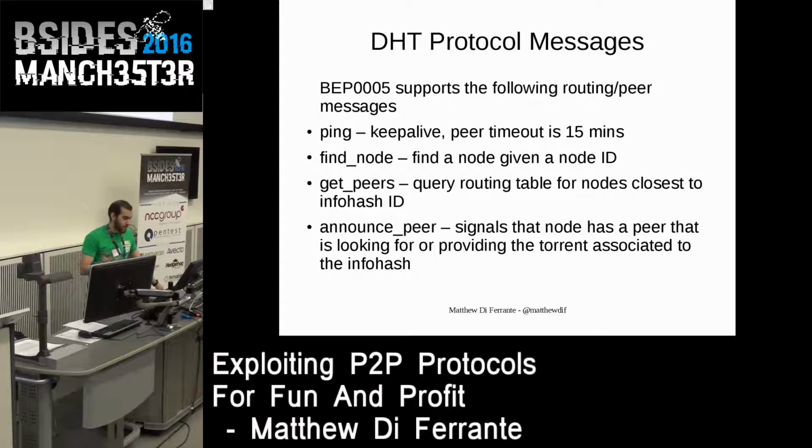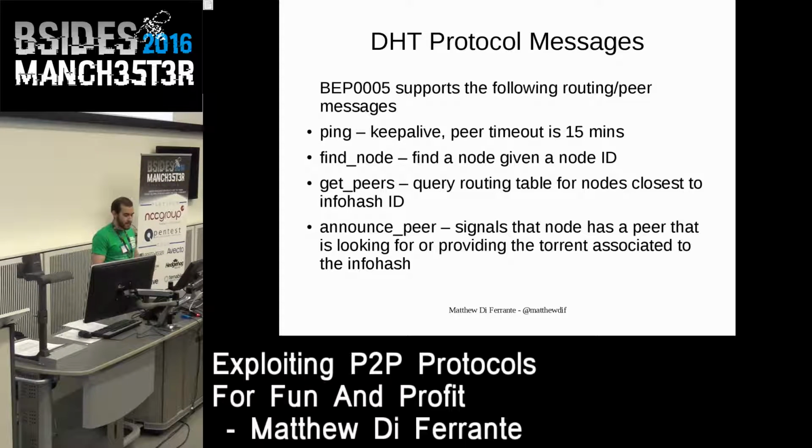BEP 5 supports the following routing peer messages. You have the ping, which just makes sure that the nodes are alive. You want to prune nodes in your routing table that are obviously dying and don't reply to you. A lot of nodes can't be reached and can only reply to certain messages, like if they're behind NATs or something.